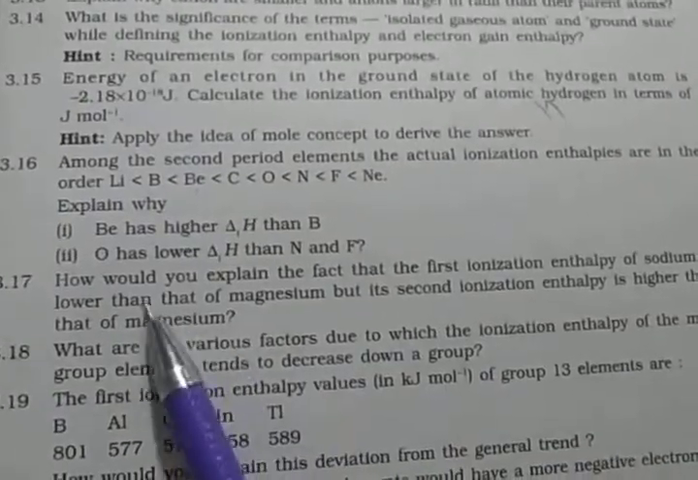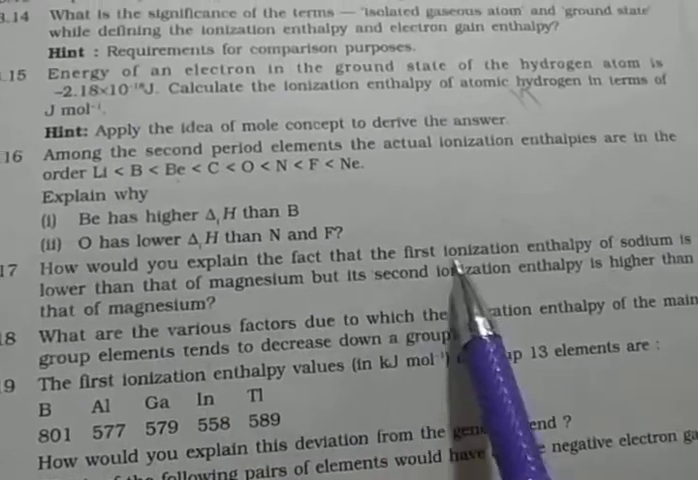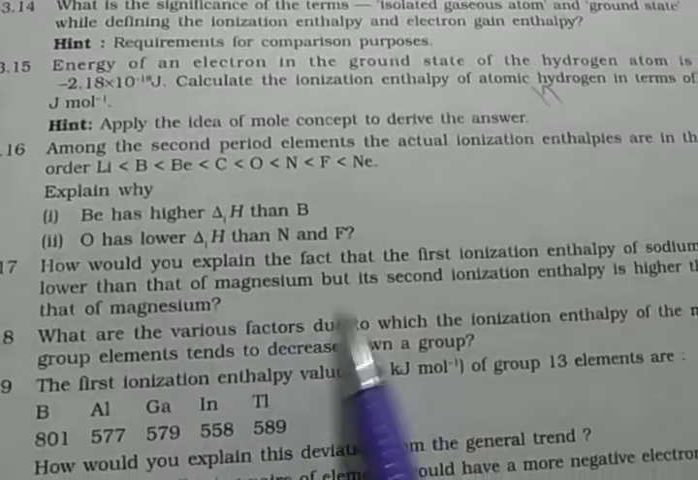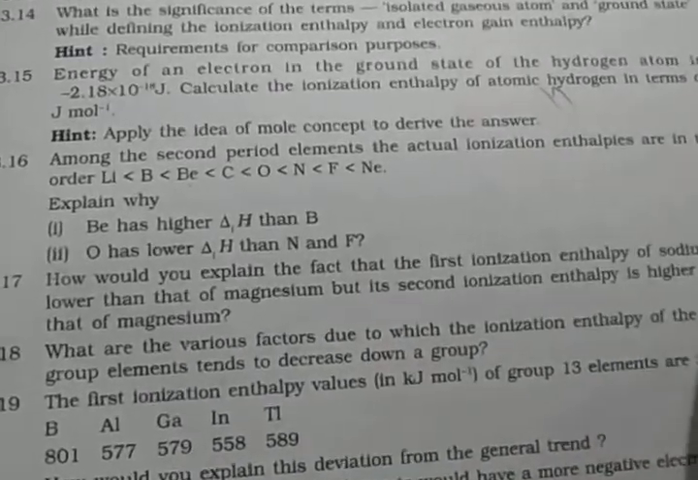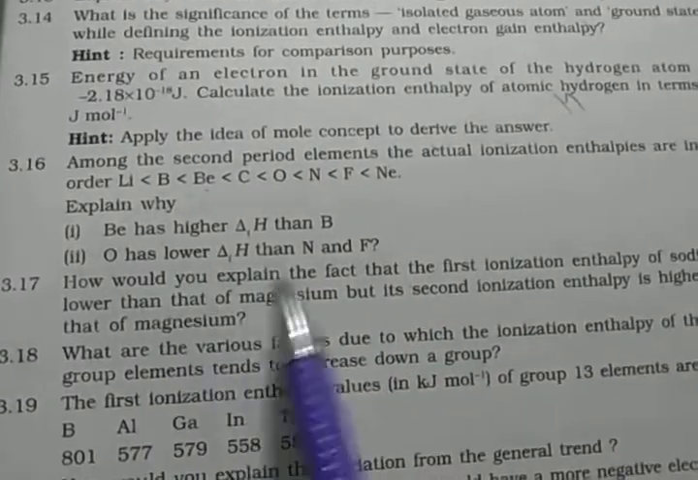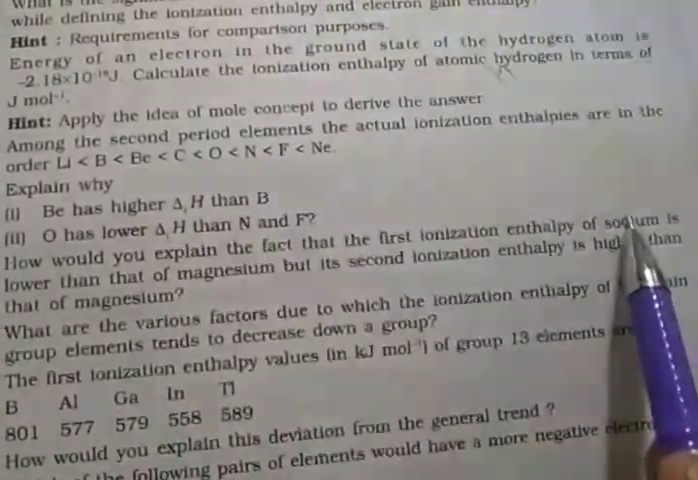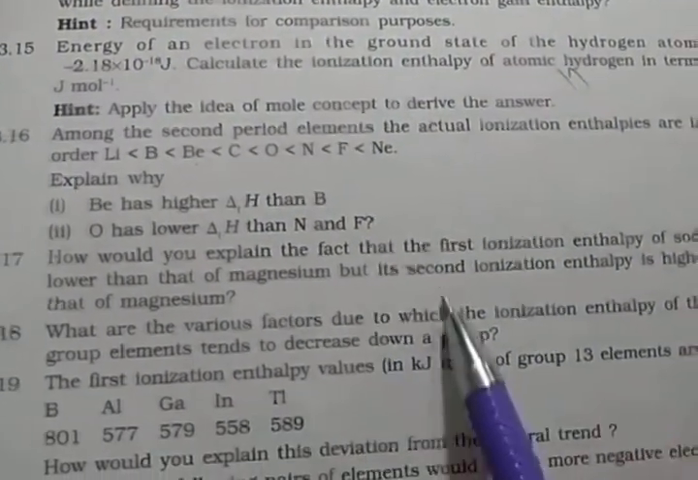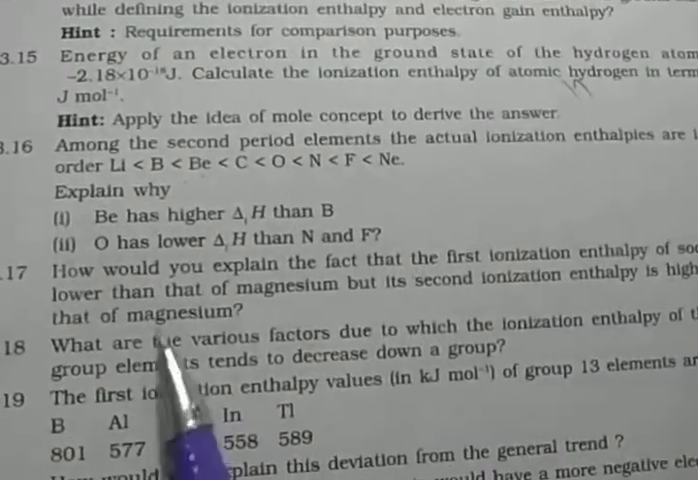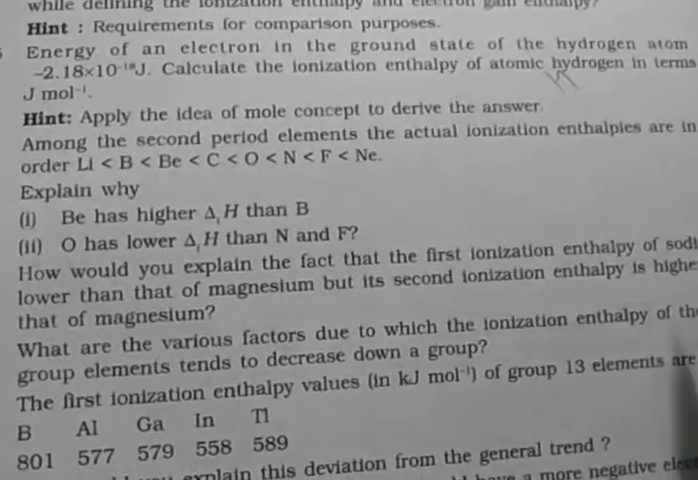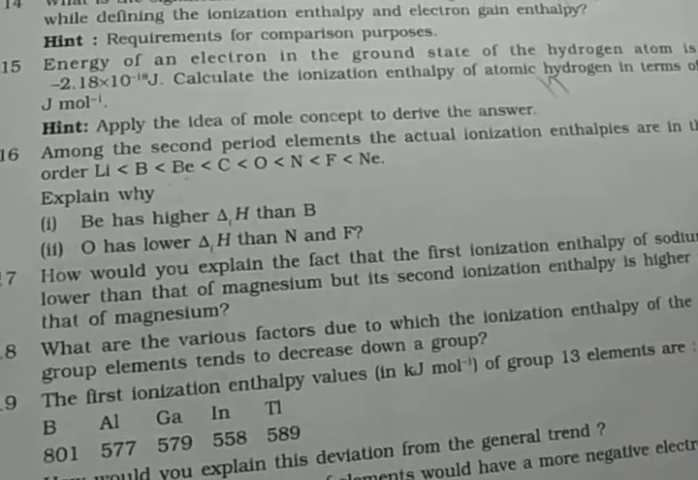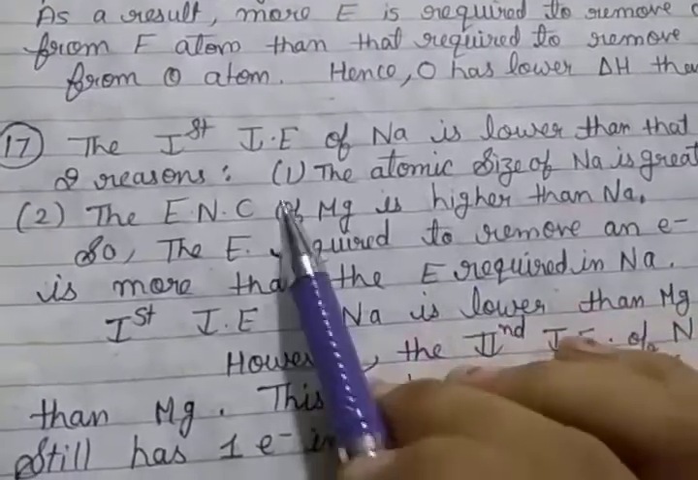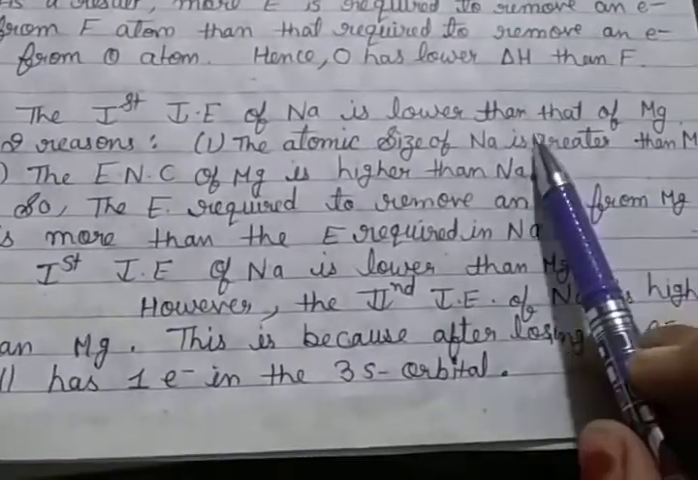Question number 17. How would you explain the fact that the first ionization enthalpy of sodium is lower than that of magnesium, but its second ionization enthalpy is higher than that of magnesium? So the first ionization enthalpy of sodium is lower. Na has atomic number 11. The first ionization enthalpy of sodium is lower than that of magnesium.